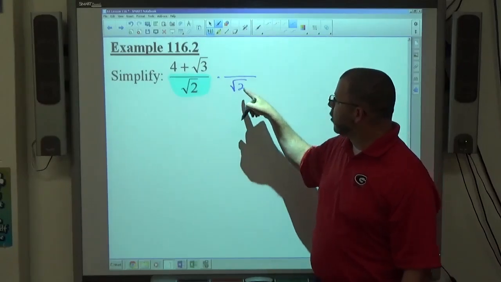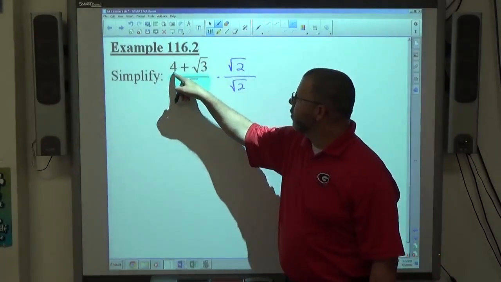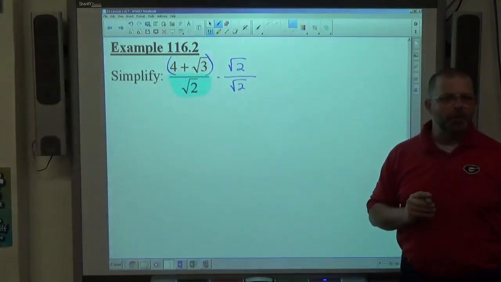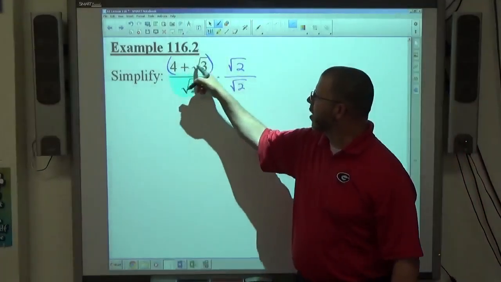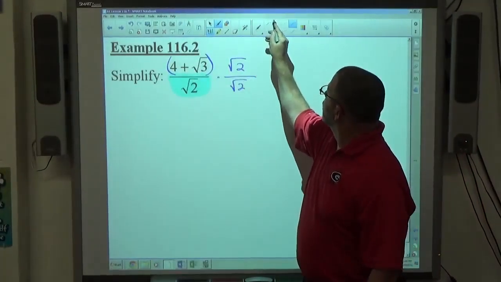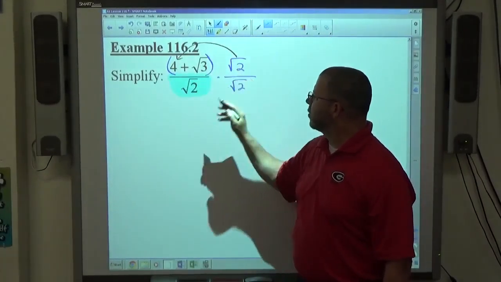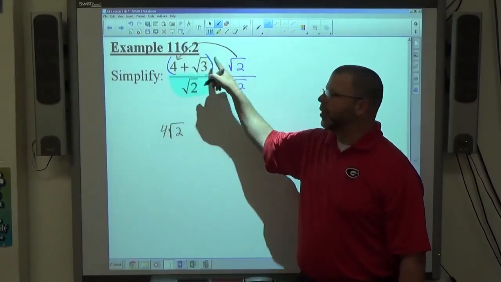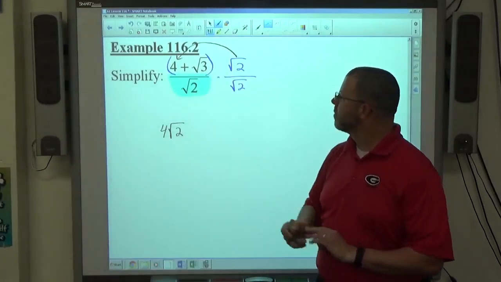The requirement, if I multiply the bottom, is to multiply the top by the same thing. This time the top is 4 plus the square root of 3. This is a binomial. So when I multiply the top, I'm required to do the distributive property, multiplying the square root of 2 not just by 4 but also by the square root of 3. So if I do the math here, positive 4 times positive square root of 2 makes 4 times the square root of 2. Numbers outside radicals and numbers inside radicals do not interact with each other, so all I can do is stick those together.